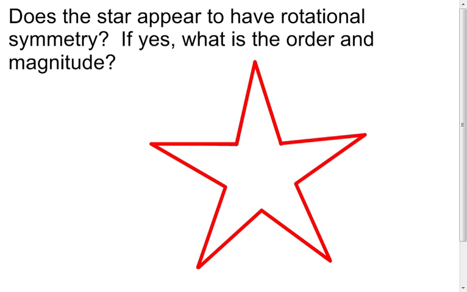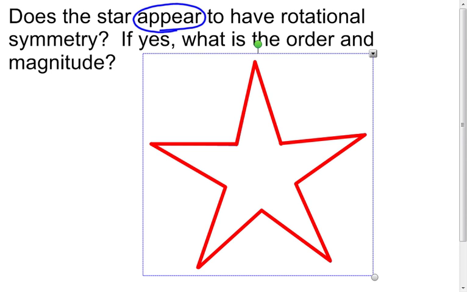Now another one is this one, where I want to know, does it appear, and the keyword here is appear, because remember I always try to tell you not to trust your eyes, but I'm going to go with, what does it look like? So does it appear that this star has rotational symmetry? And if it does, we want to find the order and we want to find the magnitude. Now I look at this and I go, well, does it or doesn't it? And I'm going to say, yeah, it looks like it.